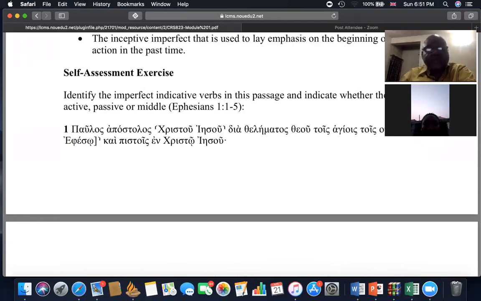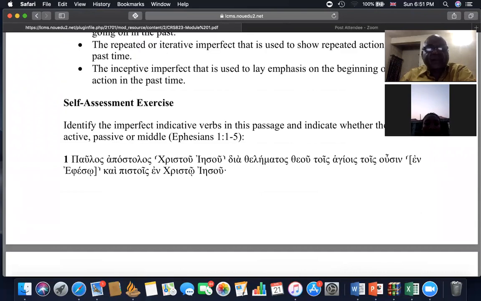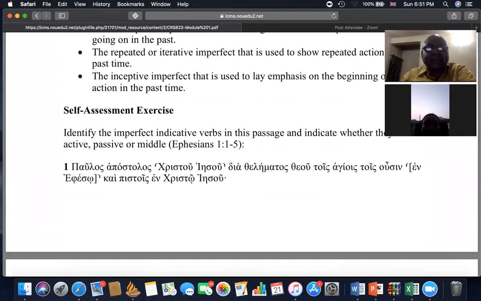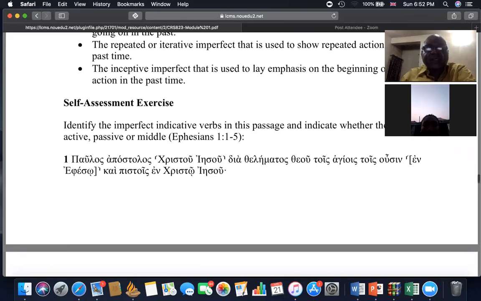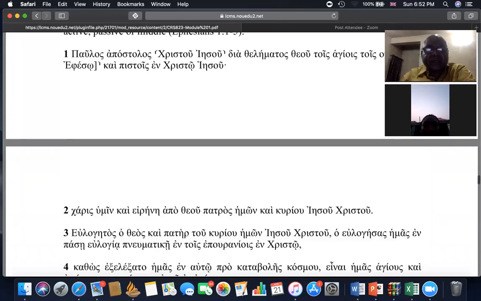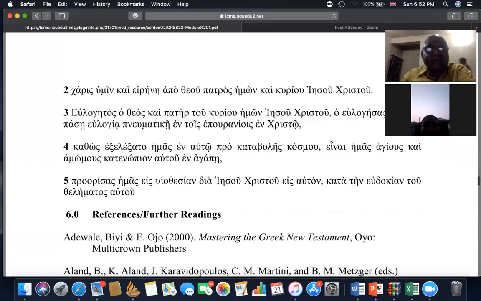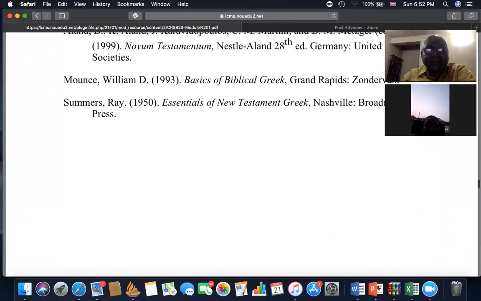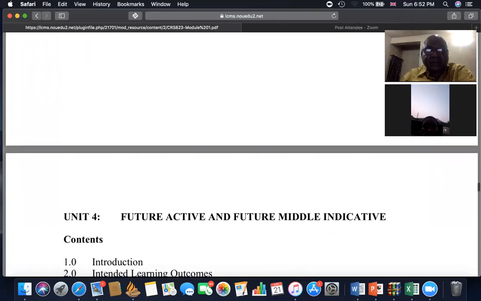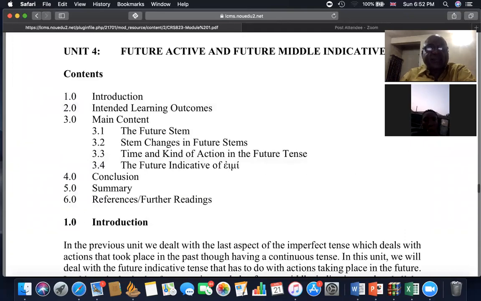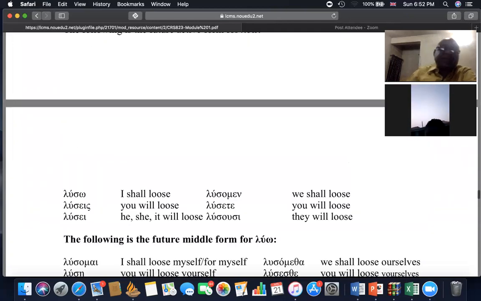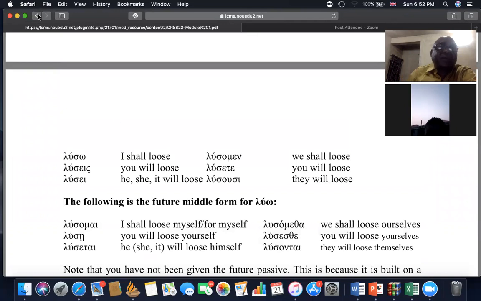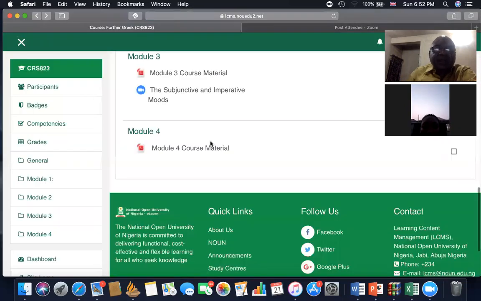Okay, this is Ephesians 1:5. Here I ask you to identify imperfect indicative verbs and state whether they are active, passive, or middle. Paulos, Apostolos, Christo, Dea, Telma. There is something in the fourth module, Abby. Let me check what we have in the fourth module.